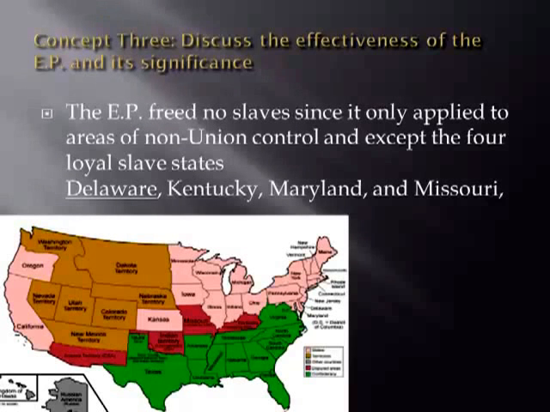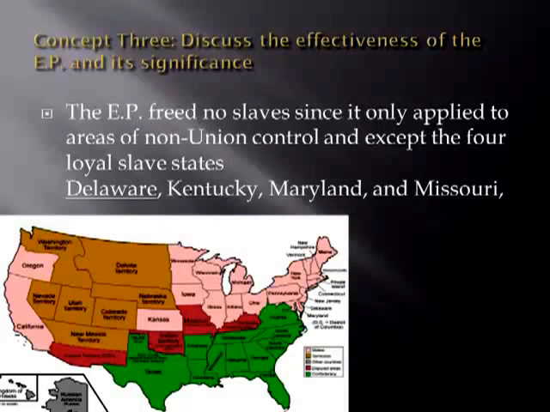Concept 3 of the Emancipation Proclamation. Discuss the effectiveness of the Emancipation Proclamation and its significance. Lincoln's Emancipation Proclamation was a purely military measure, as he used his powers as commander-in-chief of the armed forces to free only the slaves in states that had seceded. The act said nothing about slavery in the states that remained loyal to the Union.